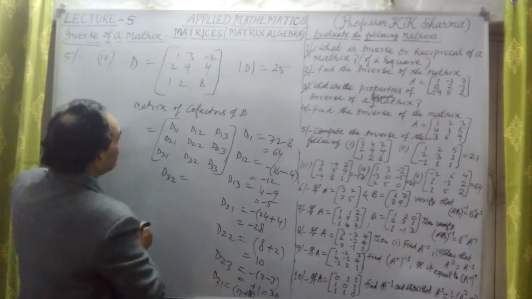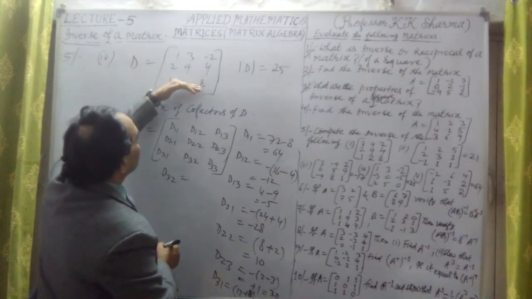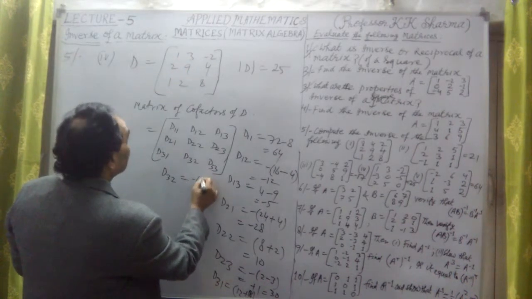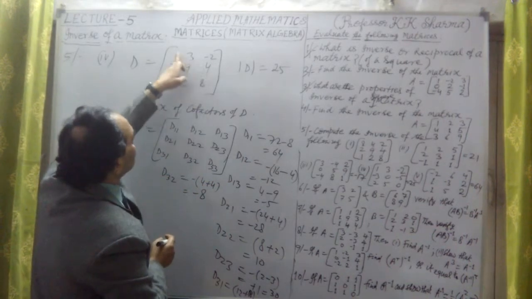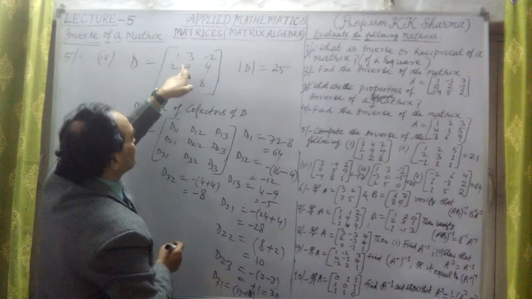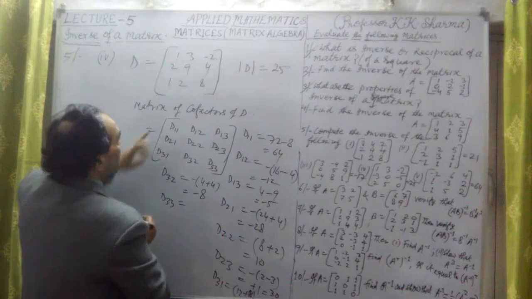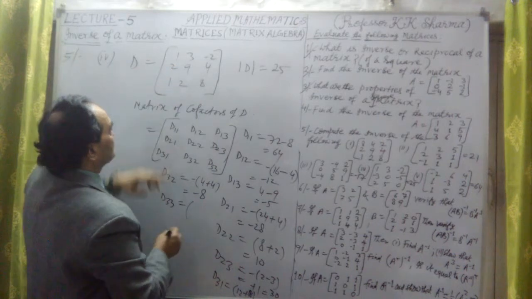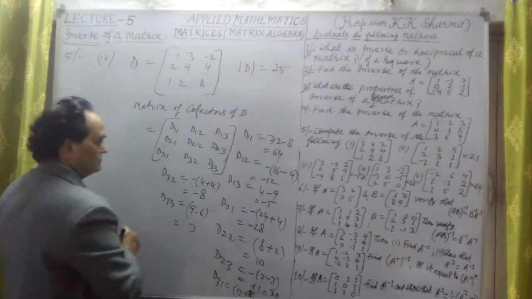Now D32 is the cofactor of 2. Leaving this row and column, 4 times 1 is 4 and minus 4 plus 4, it is a minus sign, so it is minus 8 here. So D33, which is positive, of 8: 9 times 1 is 9, minus 6, it is 3, positive 3.